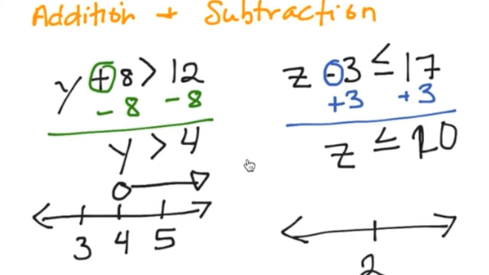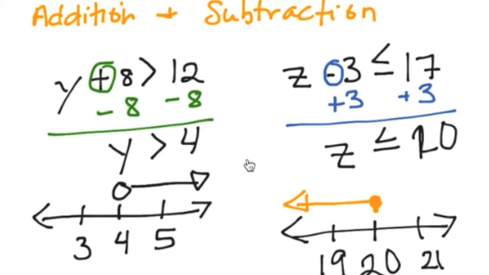We put 20 here. 20 is also in the solution set, so we're going to do a closed circle, and z is less than, z is smaller, so it's going down. Anything that fits in there has to be 20 or smaller. So we can put 21 on the top here, 19 on the bottom, and there is our solution.